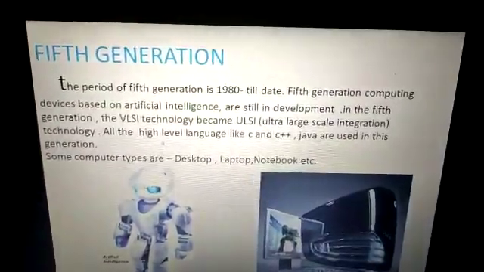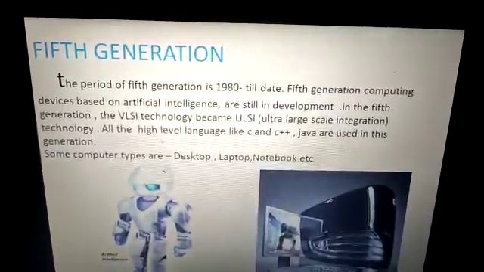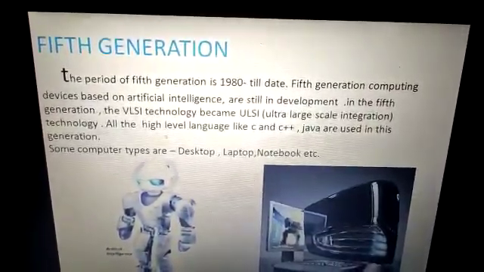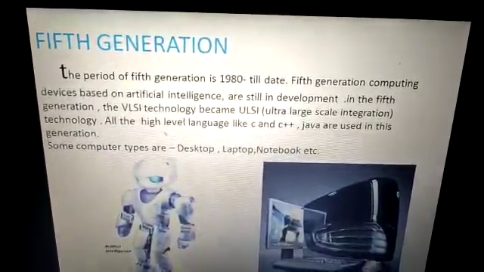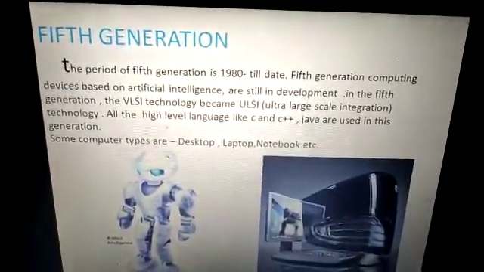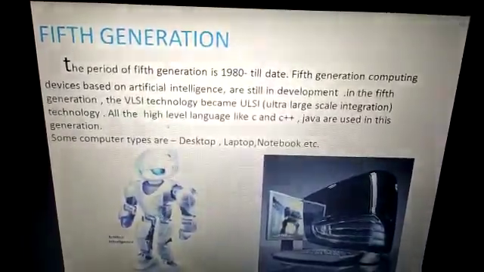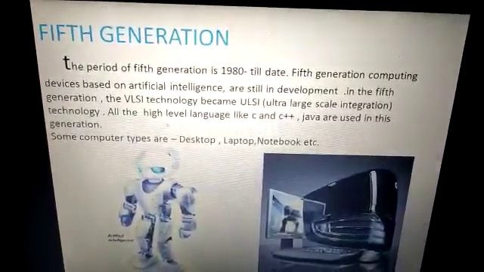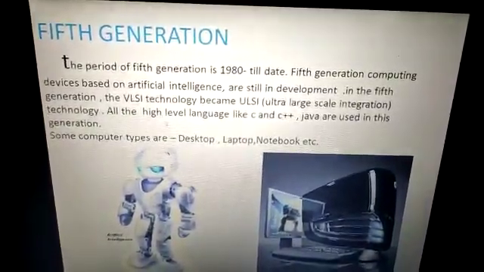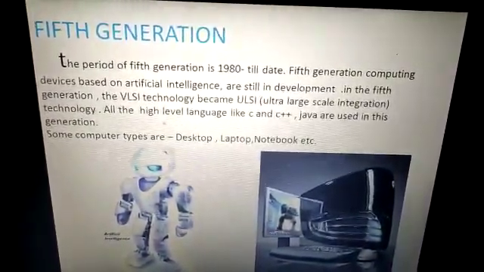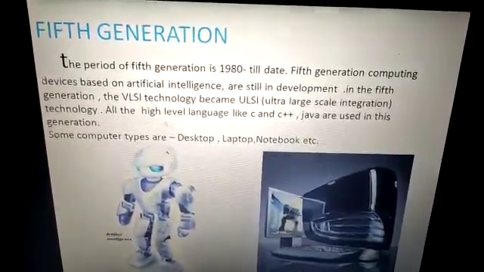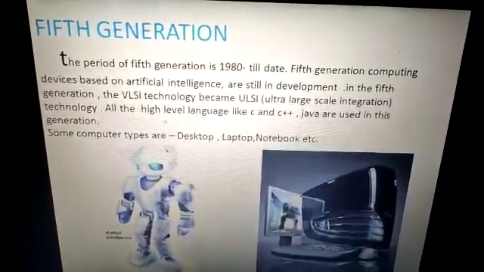Fifth generation computer. The period of the fifth generation is 1980 to date. Fifth generation computing devices are based on artificial intelligence. Now, what is artificial intelligence? The types of computers which can think on their own are called artificial intelligence. This means there is no need for instruction. They can do their own work without any command or instruction, and that type of computer is still in development.